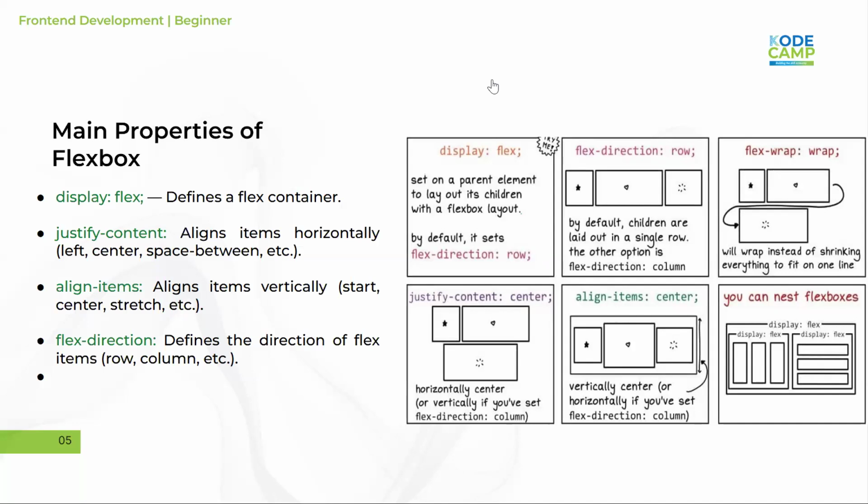So aligning items. Once they are horizontally set, you don't want them to be like, okay, one is above another. You want all of them to be on a straight line. So that's when you use align items.